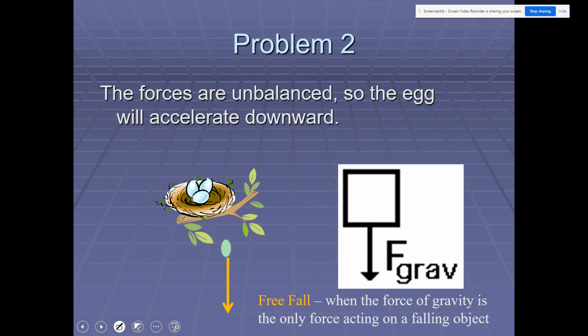And therefore, the egg is actually accelerating straight down. It's getting faster and faster because that's the only force that's acting on it. And there's no counter force acting on it. Free fall is when the force of gravity is the only force acting on an object. Okay, that's what we call free fall.